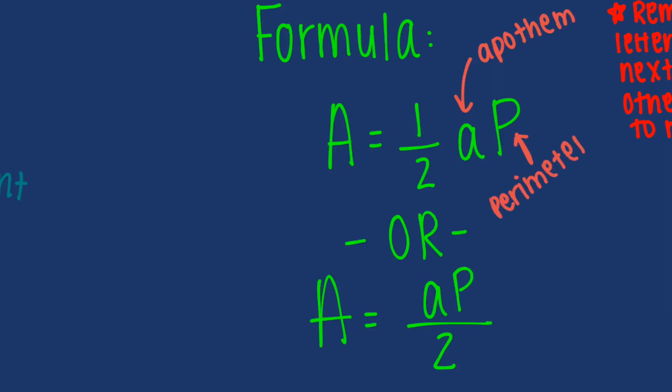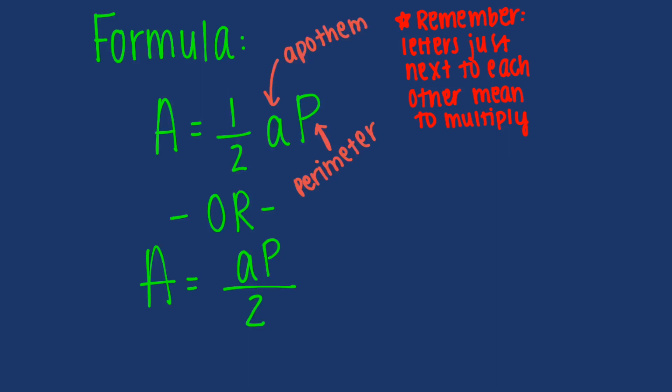So I did give you an alternate formula. It has A and P in it as well. It still means apothem and perimeter, and you can use either one. So the first one is A is equal to 1/2 apothem times perimeter. And the second one, A is equal to apothem times perimeter divided by 2. Remember, that big A stands for area. Both formulas are the same thing. It's just a preference. You also need to remember, as in other formulas, if you have letters next to each other, here we have little a with the big P, all that means is you are multiplying those letters, which will become numbers, together.